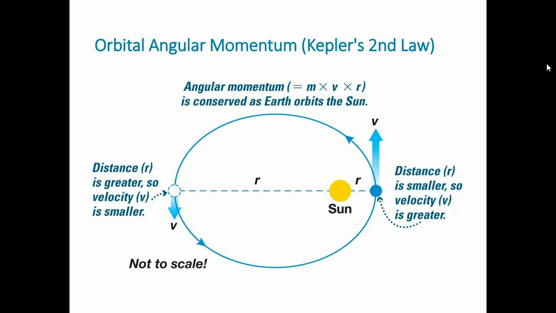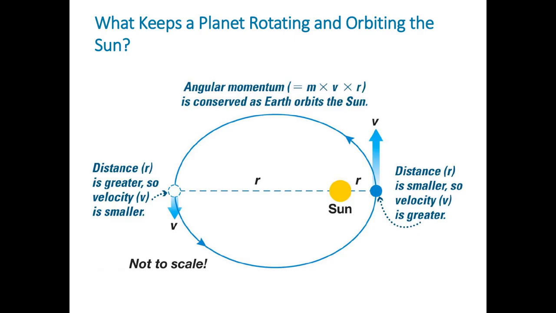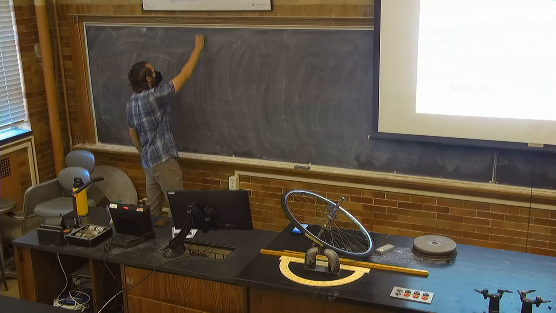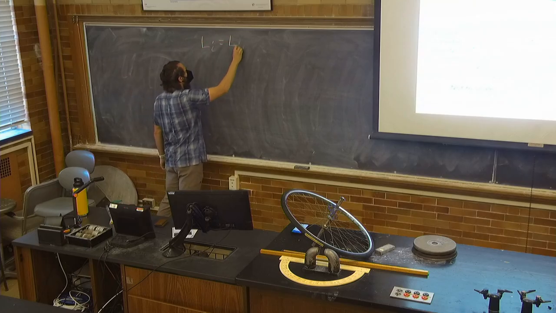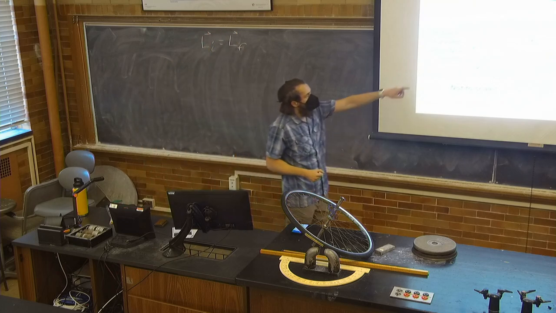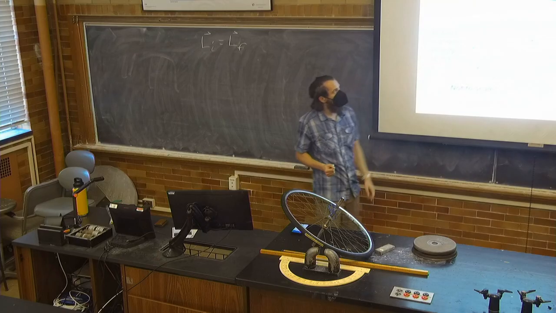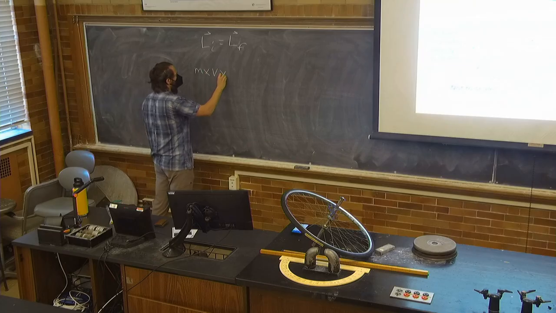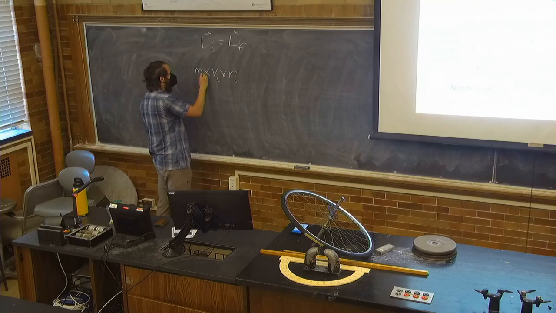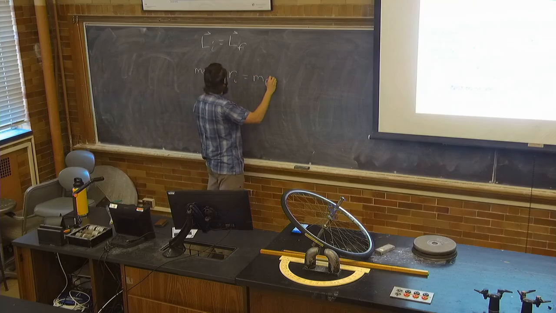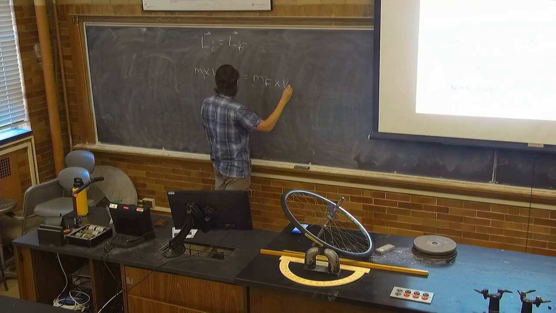And the easy way to see that is by setting up another conservation of momentum statement. So now it's conservation of angular momentum. So we have this equation for angular momentum, m cross v cross r. And I'll put initials on all of those on the initial side. And then I'll put finals on the other things for the final side.